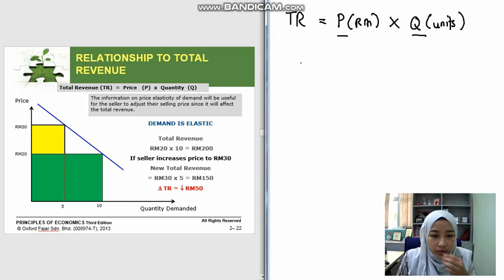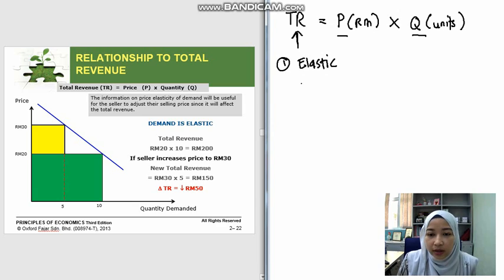So you want to see whether elasticity will give impact on your revenue. Will your revenue increase or will your revenue reduce if you increase the price of your product? Let's look at the first situation. Let's say the demand for your product is elastic, meaning if you change the price, consumers will be very responsive.